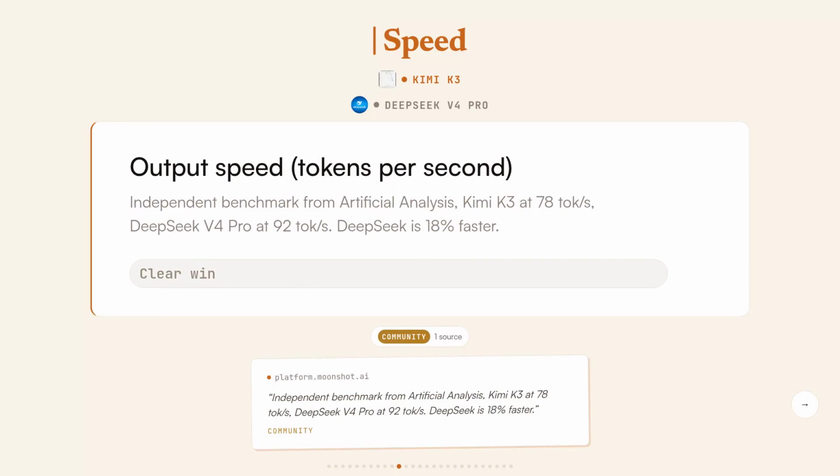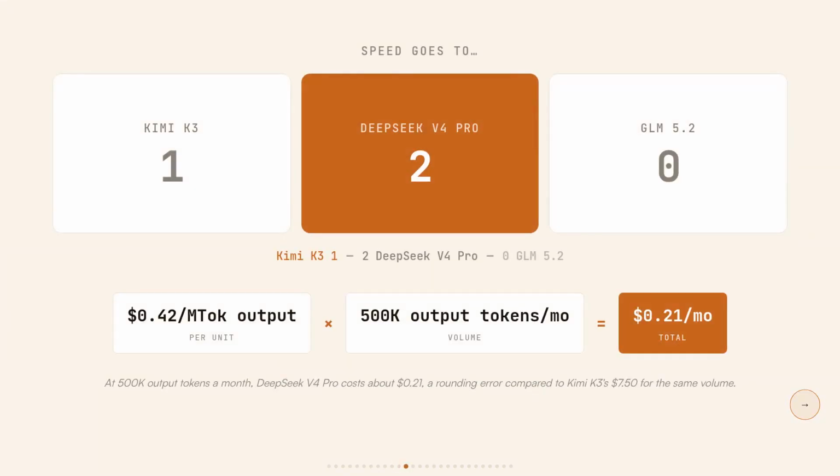Community users have described Kimi K3 as genuinely slow in practice, so this gap compounds with the cost difference in a pretty painful way. GLM 5.2 has no speed data I could find. DeepSeek V4 Pro wins speed, 92 versus 78 tokens per second from an independent source, and that moves DeepSeek to 2 wins versus Kimi K3's 1. More tokens, faster, for a fraction of the price, and that combination is pretty hard to argue with.